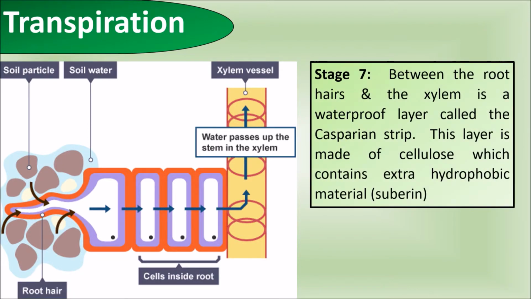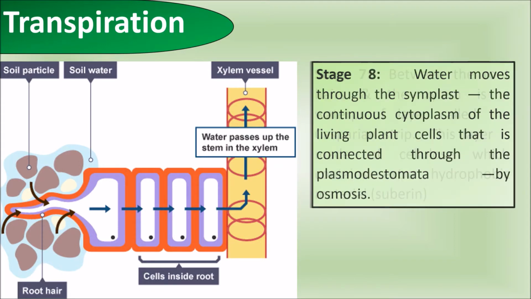Between the root hairs and the xylem is a waterproof layer called the Casparian strip. This layer is made of cellulose which contains extra hydrophobic material called suberin. Water moves through the symplast, so the continuous cytoplasm of the living plant cells that are connected through the plasmodesmata, by osmosis.